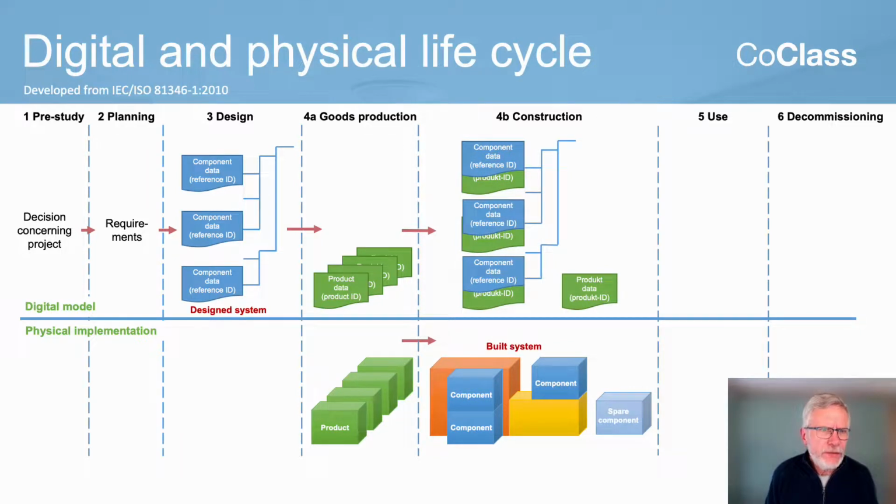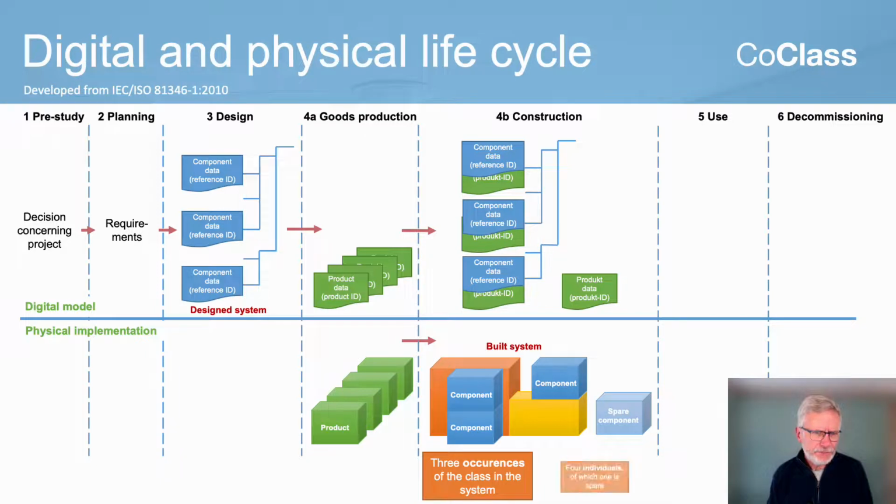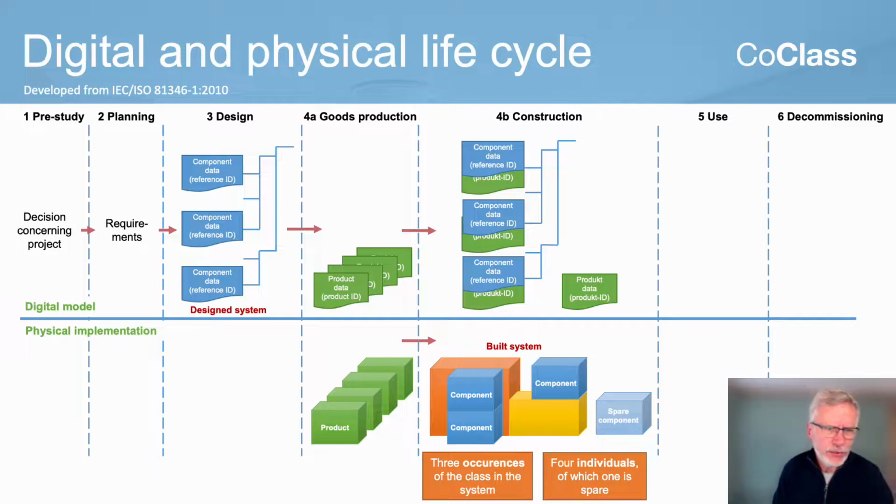During construction, the data from the designer are combined with the data from the product. And the built system contains 3 of these objects, say fans or pumps or whatever, and also one extra, a spare component, which is kept just for maintenance purposes. So the standard calls them occurrences, the components that actually are being used. But there are 4 individual products here.